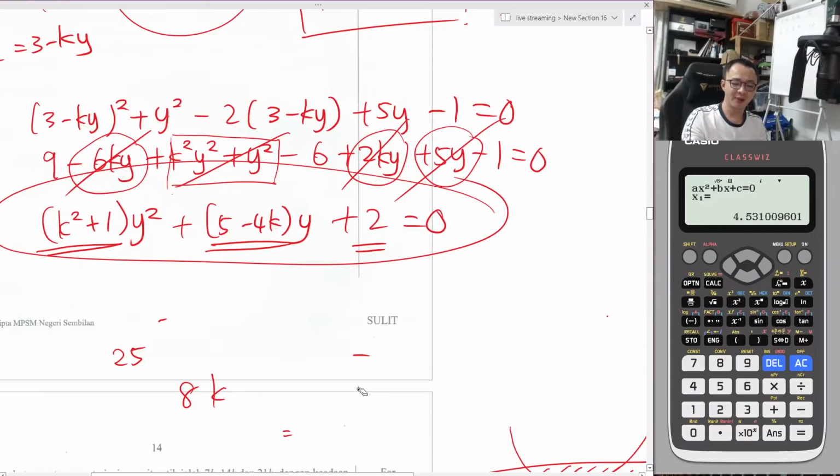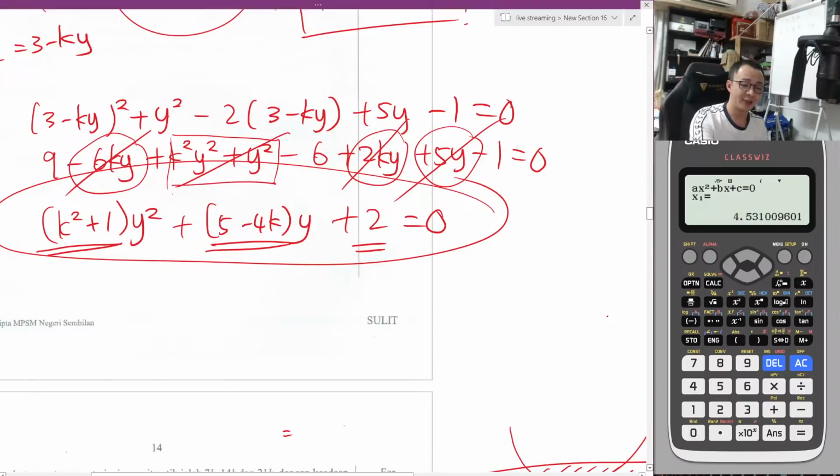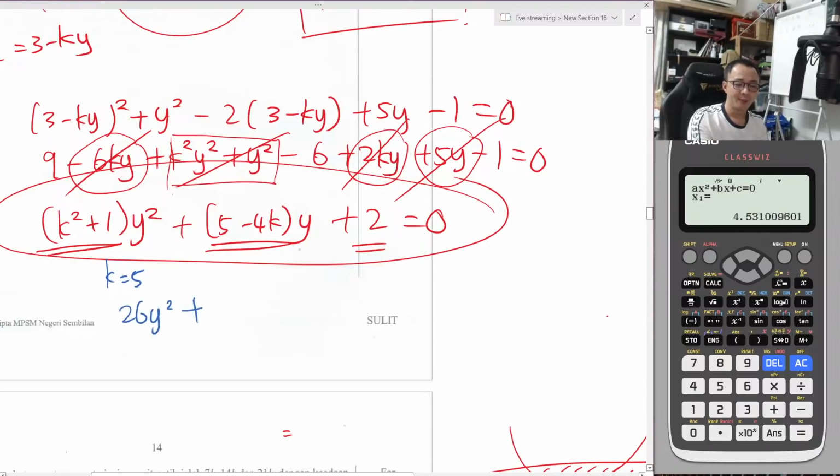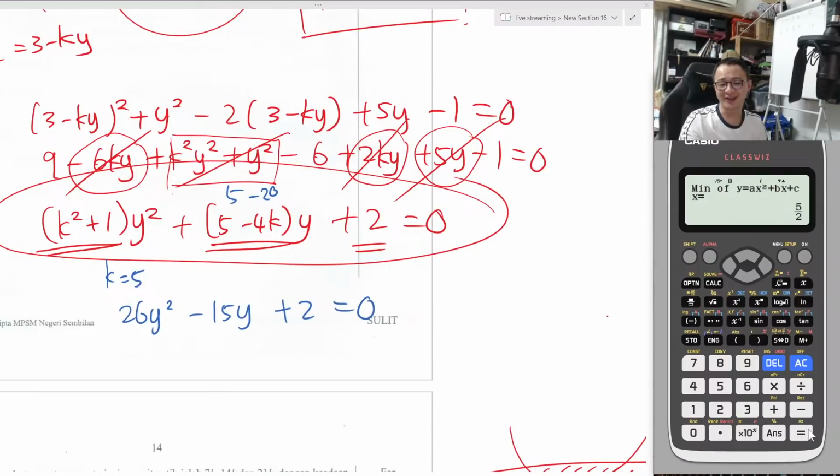So alright, when k equals 5, let me use another color. K equals 5. Sub into here, 25 plus 1, 26y squared. Plus 5 minus 20, minus 50. Plus 2 equals 0. And I don't think this one can factorize, so I will use the EQN again. So this is 26, negative 50, 2. Alright, so here they actually give me two different y values.